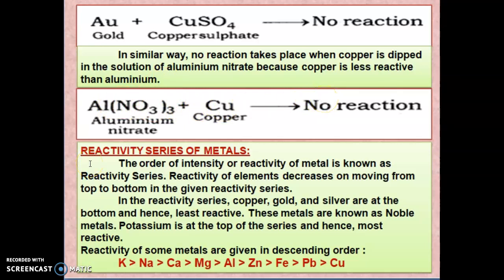Now we can see the reactivity series of the metals. The order of the intensity of reactivity of metals is known as the reactivity series.